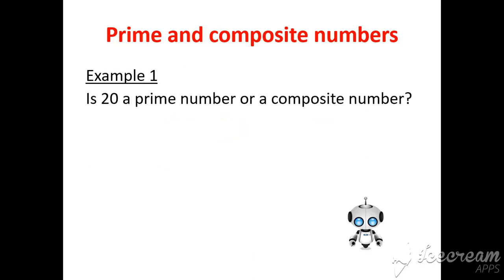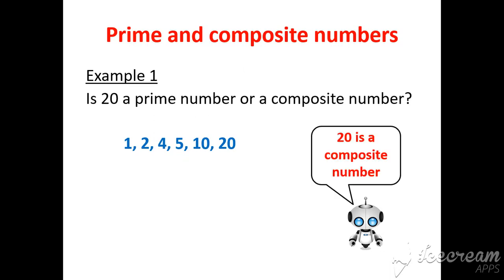All right, example 1. Is 20 a prime number or a composite number? If you get asked this in any kind of test or assessment, you can't just say prime number or composite. You have to give a reason why. So here are all the factors of 20. 1 times 20, 2 times 10, 4 times 5. Now because it's got lots of factors, more than 2, it's called a composite number.